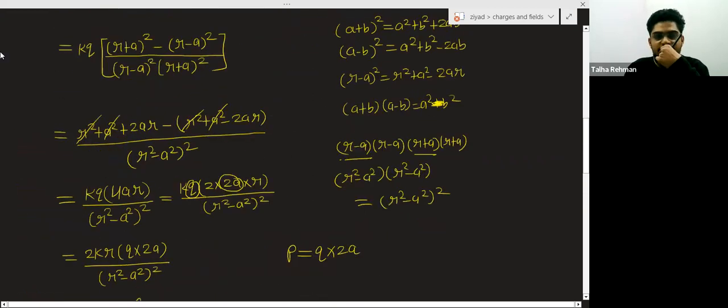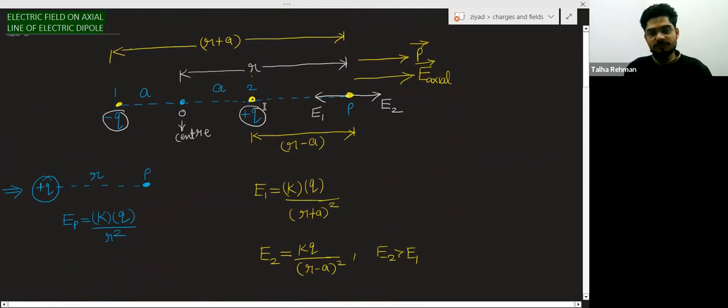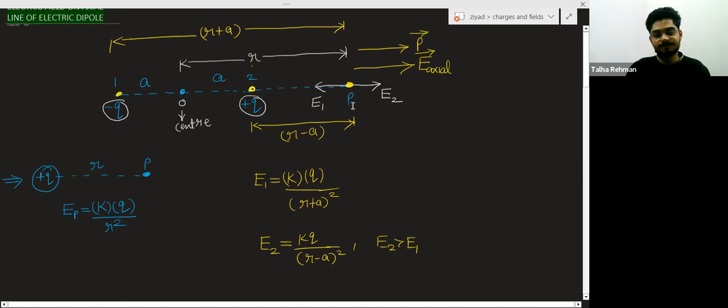And now what is r? R is the distance from the center of the dipole. Remember what r is: r is the distance from the center of the dipole, or you can say r is the distance between the center of the dipole and the point where you are finding the electric field, the net electric field of the dipole.